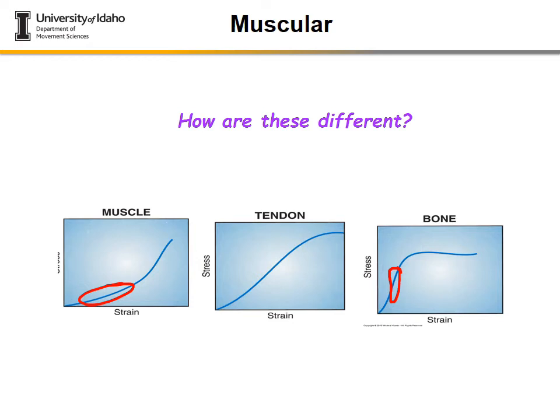What that means is with different amounts of stress, muscle will have a greater change in length and bone will have a smaller change in length. But also what we can see is that bone tends to break at a much smaller stress than tendon would, or than muscle would. Muscle may be able to endure a greater stress before it breaks or fails.